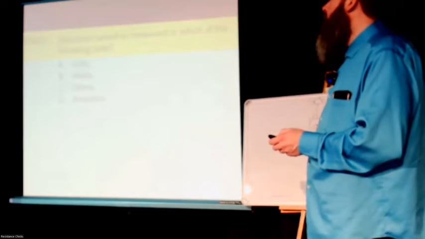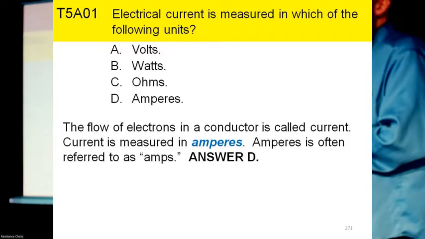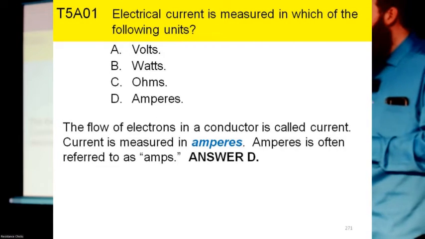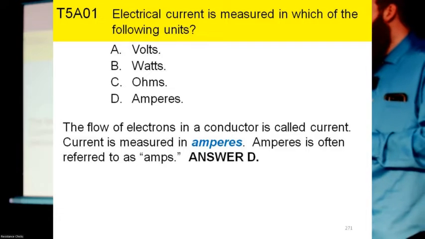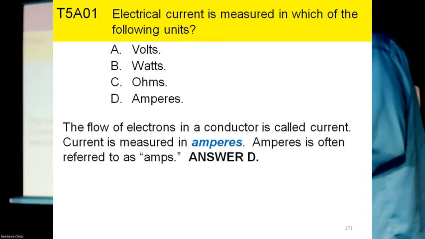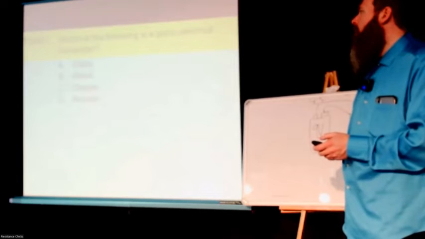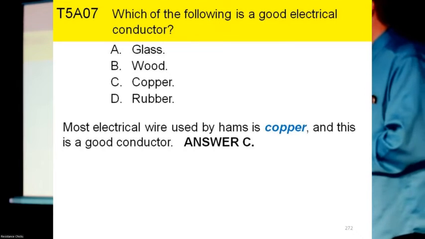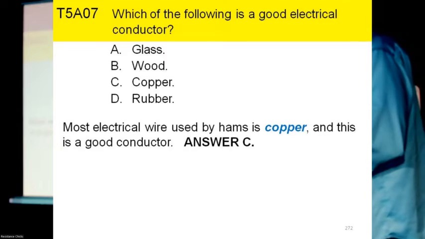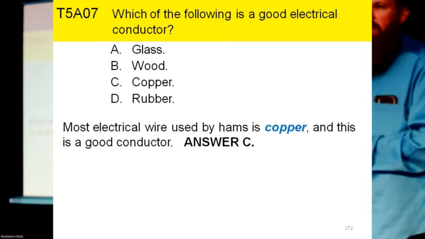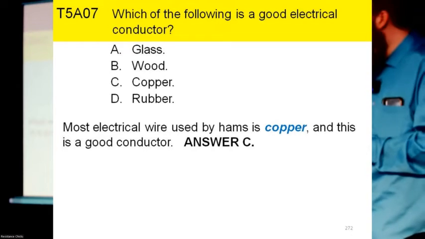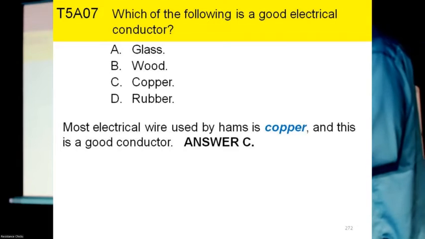Electrical current is measured in which of the following units? Amps or amperes. Which of the following is a good electrical conductor? Copper. Should be obvious. That's one of the freebies. Everyone gets that one right.